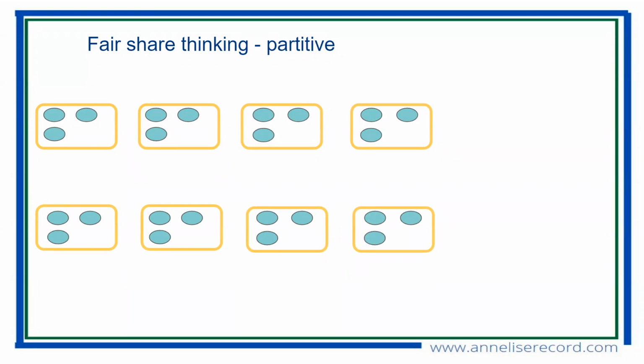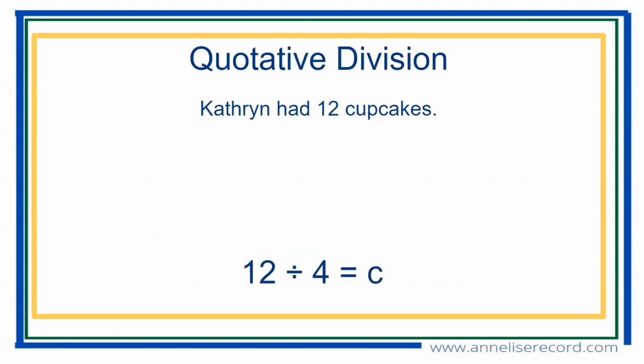So this fair share way of dividing, kids tend to take away the total amount and then fair share it between the groups. Now, the other meaning of division is quotative division. This is when I know the size of the groups. I don't know how many groups it's going to be.